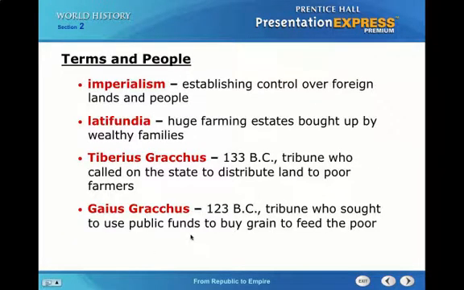So in this, imperialism, this establishing control over foreign lands and people. As Rome expands outwards, they're going to become very imperialistic. Latifundia are these huge farming estates that are bought up by wealthy people during the height of Rome's greatness. They have all kinds of money flowing in, and they use that to buy these luxury estates on the outskirts overlooking the countryside. Tiberius and Gaius Gracchus are two tribunes who see the problems and attempt to deal with them, but they're not received very well by the Senate.